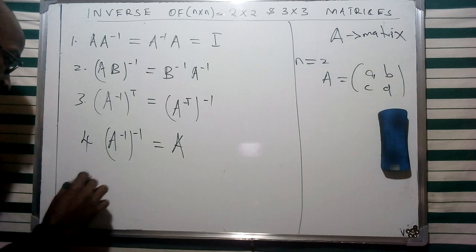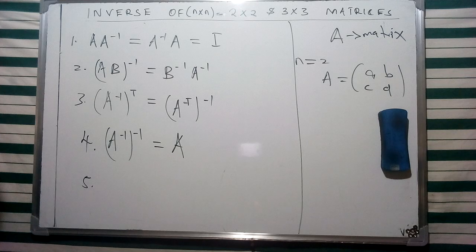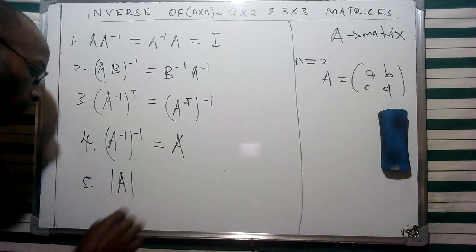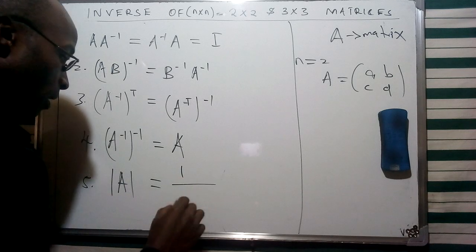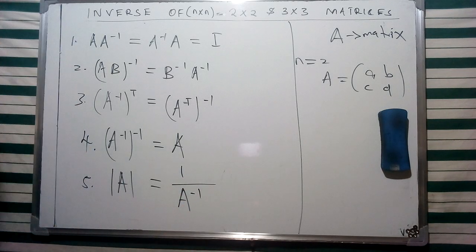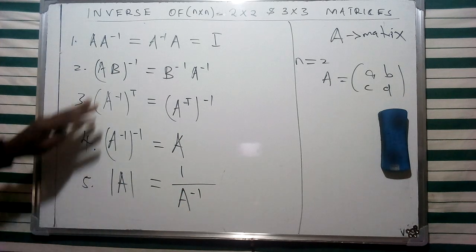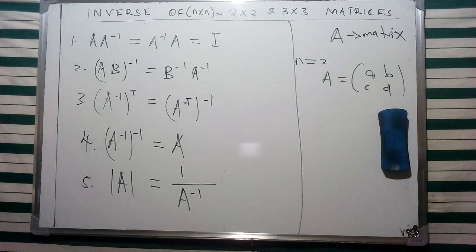And then we're going to find that the determinant of the inverse of a matrix can be given in terms of 1 over the determinant of the matrix. So these are some of the properties of matrices that we're going to come across. And of course, in our subsequent videos, we're going to look at some specific examples, especially of a 2 by 2 and 2 by 3.